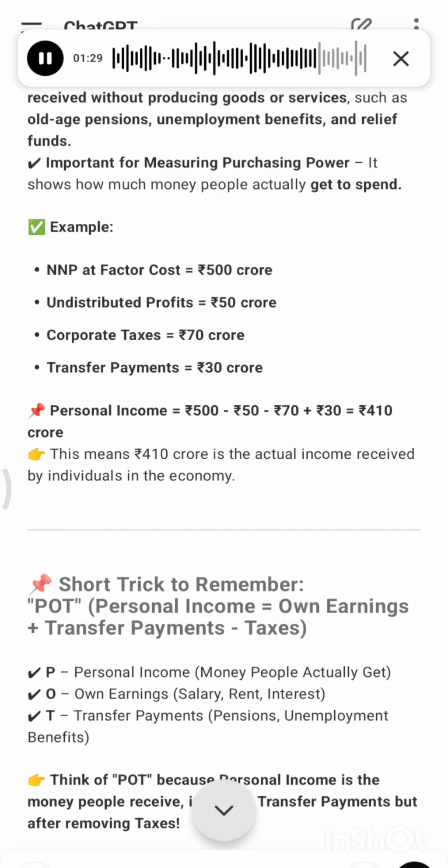Short trick to remember: POT. P, personal income, money people actually get. O, own earnings, salary, rent, interest. T, transfer payments, pensions, unemployment benefits. Think of POT because personal income is the money people receive, including transfer payments, but after removing taxes.